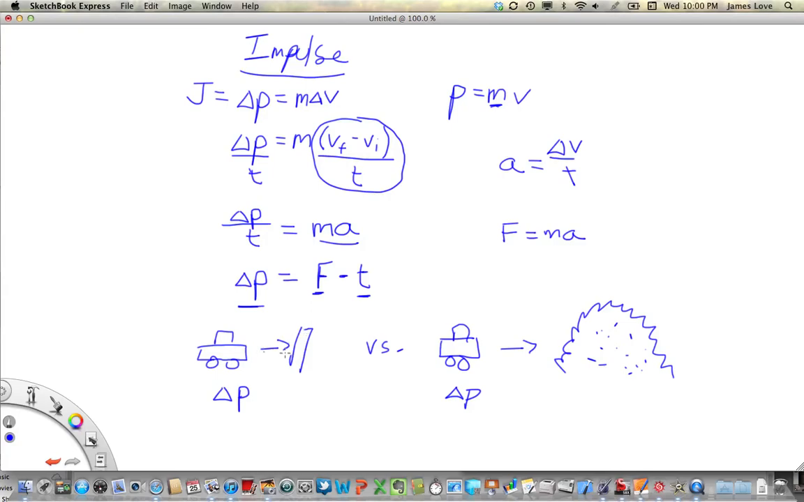But in this case, because the car is hitting a brick wall, the time is very small. So that means the force that's applied is very large. Over here, the time it takes the car to stop is very big. So we have a big time, but we have a small force. And so this here is the case that you'd want to be in the car, because that's the safer place to be, where you have a smaller force being applied over a longer period of time. And that is impulse.